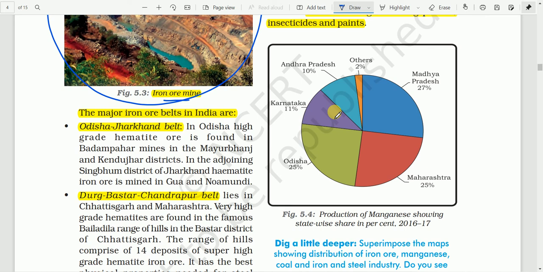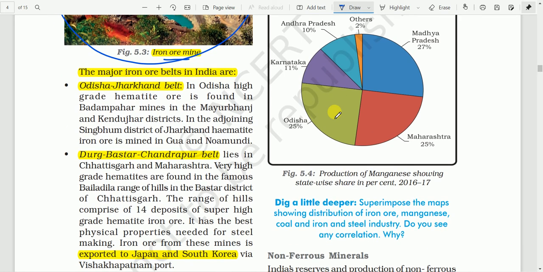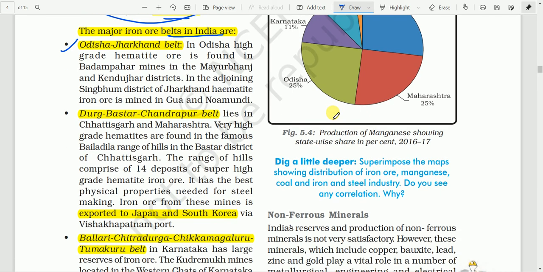Next, we have distribution of iron ore in India. So major iron ore belts in India are given below. The first belt is the Orissa Jharkhand belt. In Orissa, high-grade hematite ore is found in Badampahar mines in Mayurbhanj and Kendujhar districts. In adjoining Singhbhum district of Jharkhand, hematite ore is mined in Gua and Noamundi. So this is the first one, Orissa Jharkhand belt.